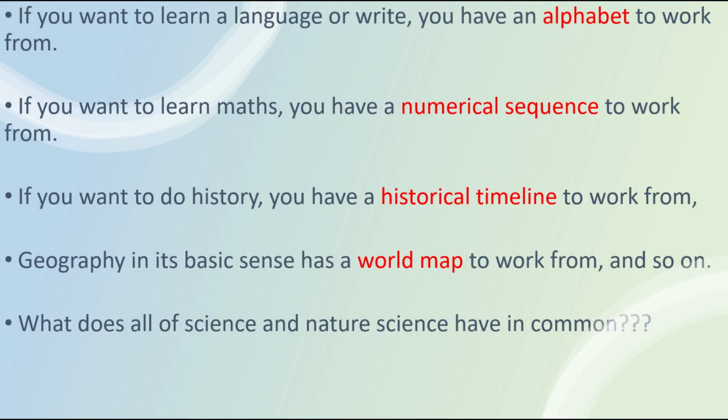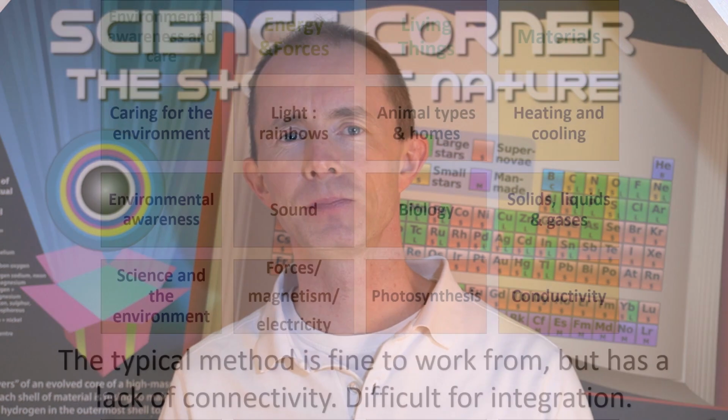It all starts with needing a platform to build the learning information from. For example, if you want to learn a language or learn to write, you have an alphabet to work from. If you want to learn maths, you have a numerical sequence to work from. History has a historical timeline organized by date, and geography, in its basic sense, has a world map to point to. So, what does education and science have for students to connect all of the dots?